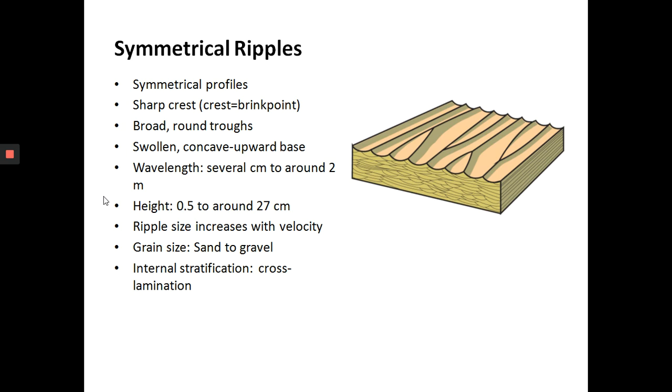Okay, so let's have a look at the different types of bedforms here. First, we start with the low energy bedforms, symmetrical ripples. This is a block diagram of a bed populated by lots of symmetrical ripples here. This is a cross section, right? This is the top surface expression. So symmetrical ripples have symmetrical profiles. You have two slopes, a right-hand slope here and a left-hand slope on this side, and the dip angle will be roughly similar. So they have symmetry.